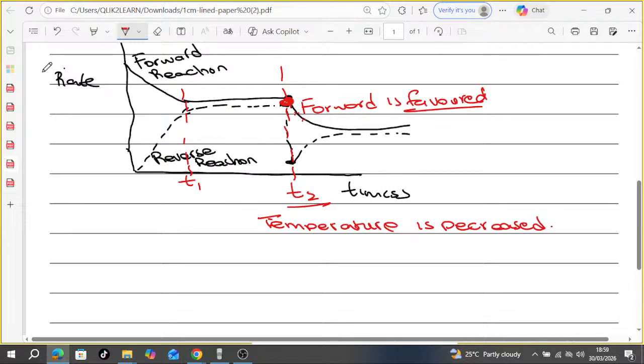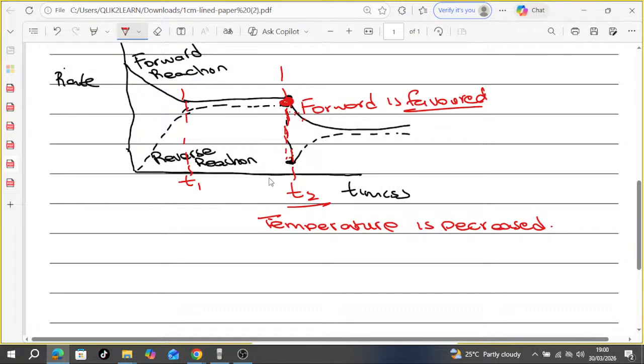Okay. So a decrease in temperature will decrease the rate of both the forward and the reverse reaction. We can see that from the graph. So the forward reaction is favored, and it experiences a smaller decrease in rate than the reverse reaction. Look at this: the reverse is the one that drops down. You see? Yes. And then the equilibrium is re-established.